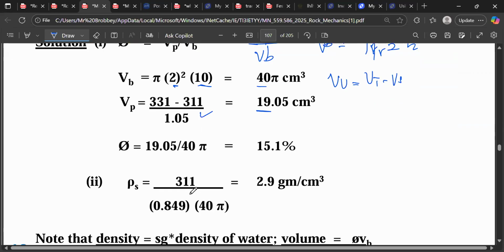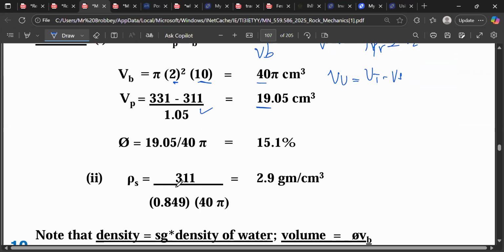Okay, thank you. Sure. So porosity. Now the formula comes again, which is the VV over the VB, right? So 19.05 over 40 pi, and we are going to get 15% for the porosity, right?